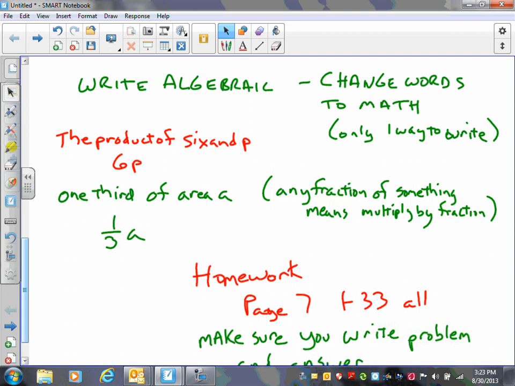Yes. One third of area A: 1/3 A. Anytime it says a fraction of something, it means you multiply by that fraction.